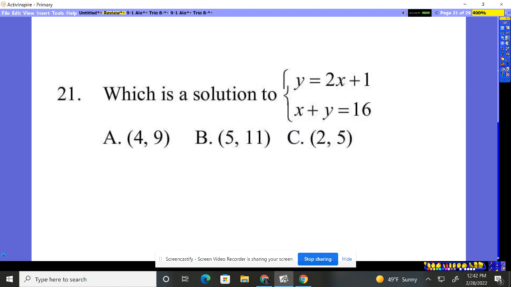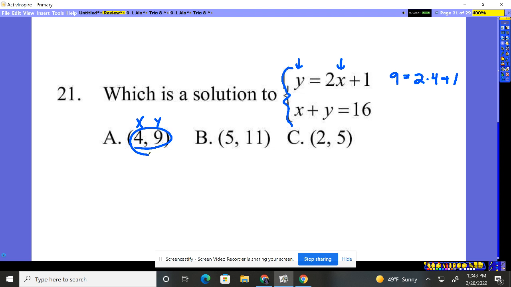And finally, 21, which is a solution to this system right here? So all I have to do is plug in x being 4, y being 9, and see does it make both equations true. If I plug it in here to the first one, I have 9 is the y value. Does that equal 2 times the x value, which we say is 4, plus 1? I just replace the x with 4 and the y with the 9 that it says right here. Well, that's true.